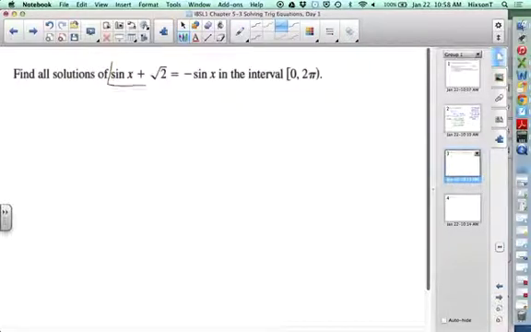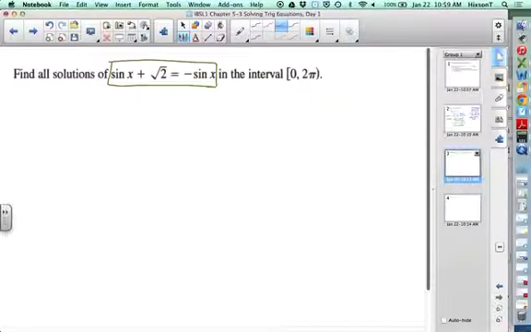Sine of x plus radical 2 equals a negative sine of x. So what do we want to do first? Get the problem into one trig function. We've got one trig function, which you already have, so that's done. Then secondly, combine the trig functions, because we want to get our trig function by itself.